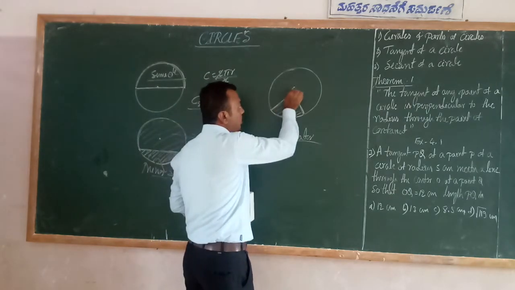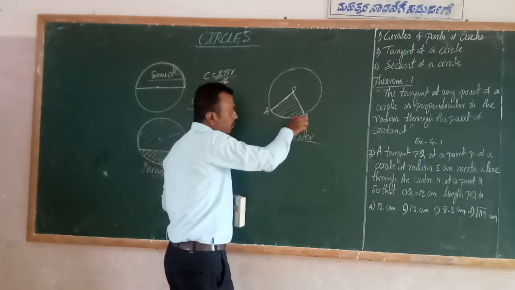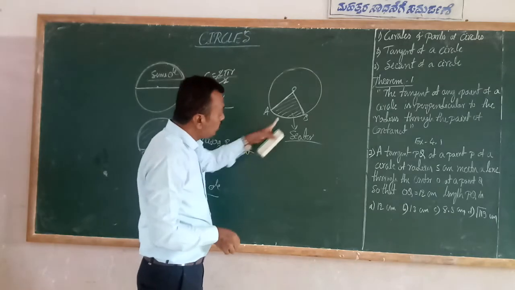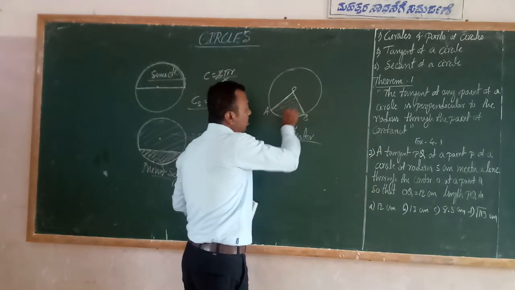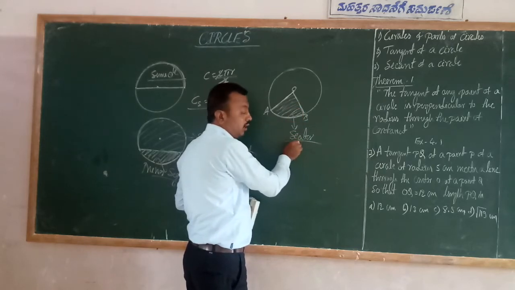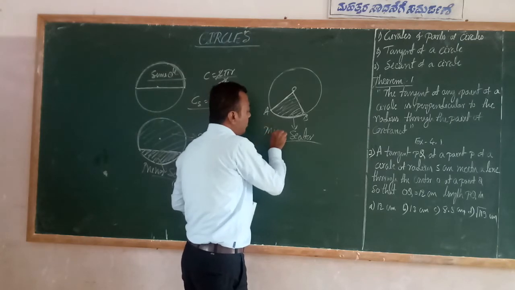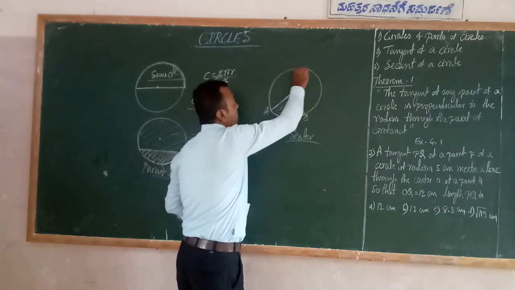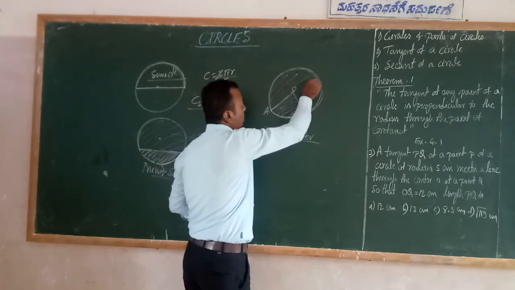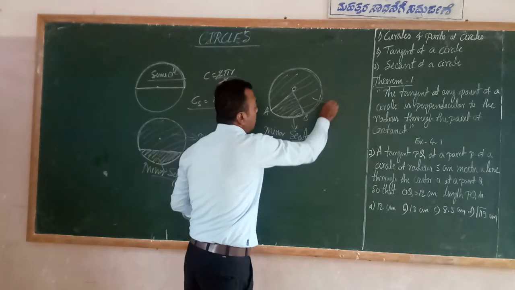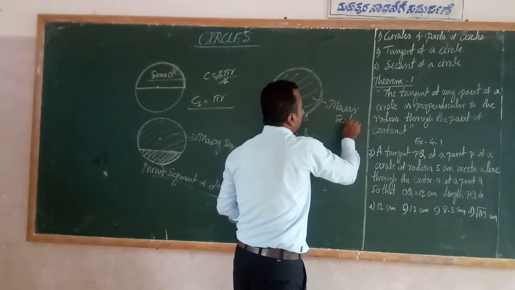Very simple. See students, this is O, A, and this is B. OA and OB are the 2 radii. AB is an arc. The area bounded by 2 radii and an arc is called a sector of a circle. But this is a minor arc, so that is called a minor sector of a circle. So this is also an arc and these are also radii. This region is called the major sector of a circle. You understood?